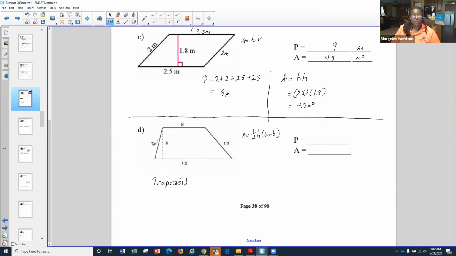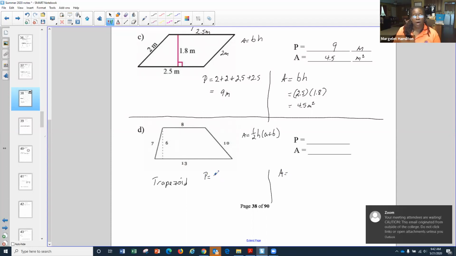Now you notice they didn't give us any dimensions here. So we just use the word units. When they don't give us any dimensions, we use the word units to help us remember what we need to take action on. So here's our perimeter and our area.